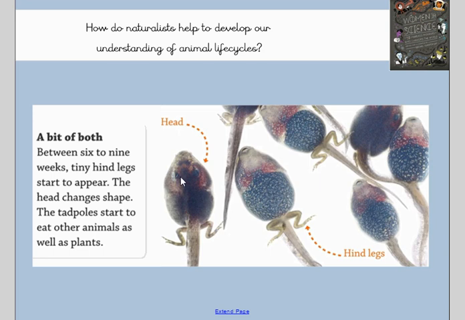Okay, we've already seen a little bit, the gills have changed, they're internal now, but we get a change in shape of the head, and hind legs start to appear. Okay, so we start to get this real mix between tadpole and frog. And this happens between 6 to 9 weeks. At this point, they'll start to eat other animals, small pond life as well as plants, and they can also eat other tadpoles at this point if there's very little food.